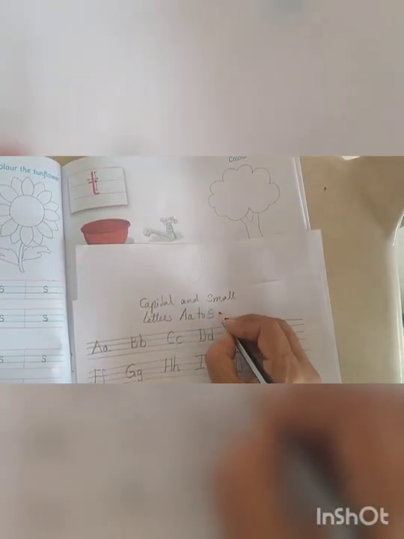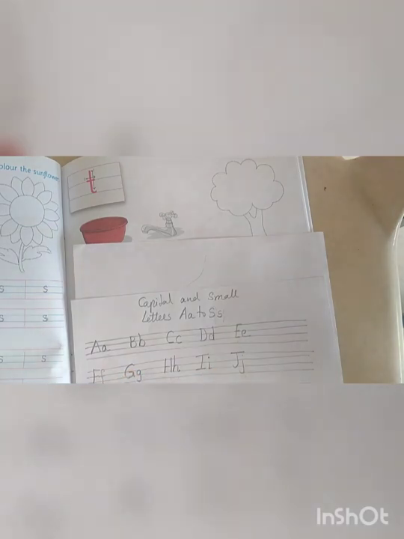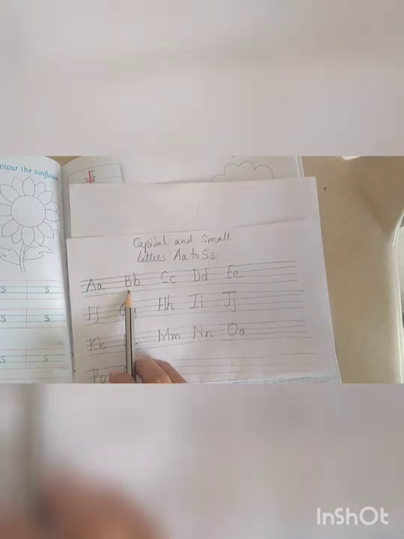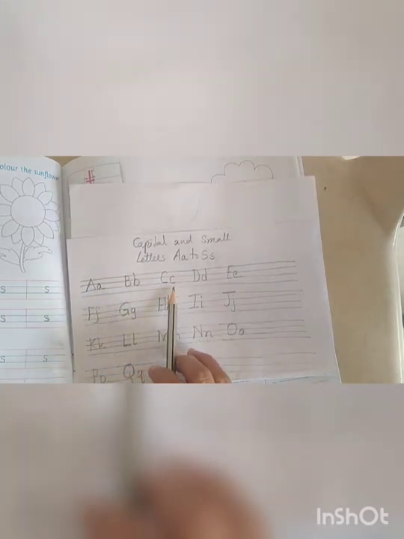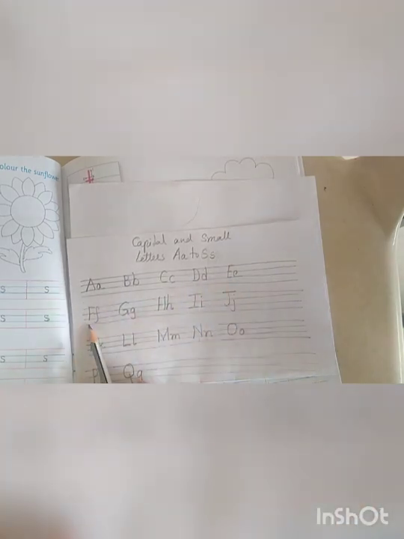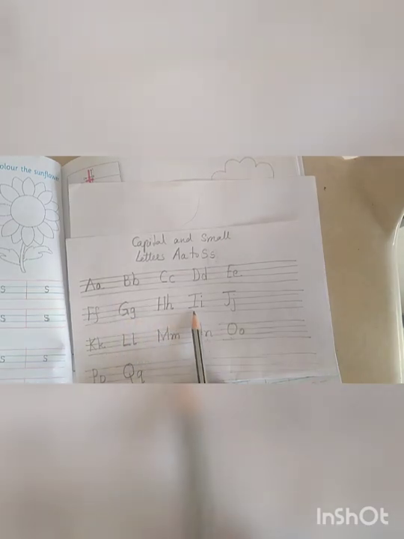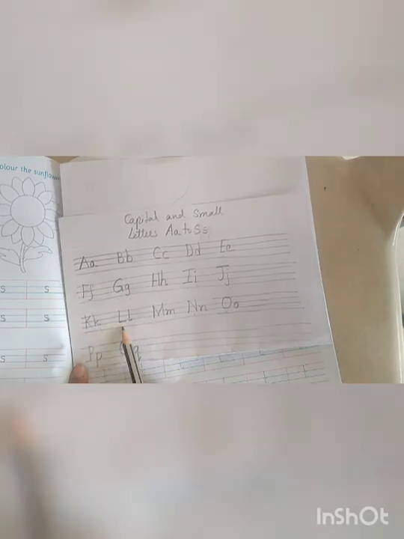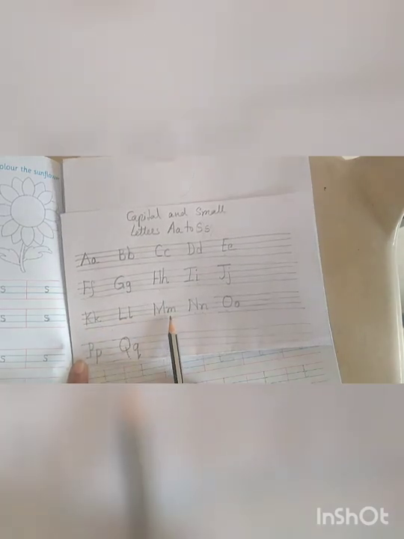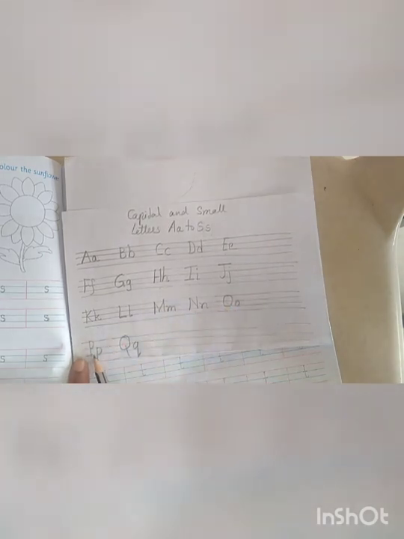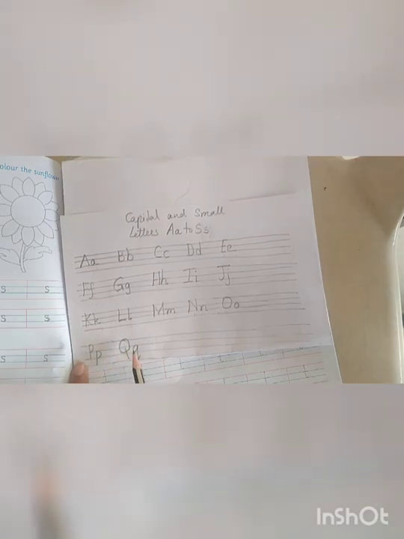A to S. See here. Capital and small letters. Capital A, small a. Capital B, small b. Capital C, small c. Capital D, small d. Capital E, small e. Capital F, small f. Capital G, small g. Capital H, small h. Capital I, small i. Capital J, small j. Capital K, small k. Capital L, small l. Capital M, small m. Capital N, small n. Capital O, small o. Capital P, small p. Capital Q, small q.